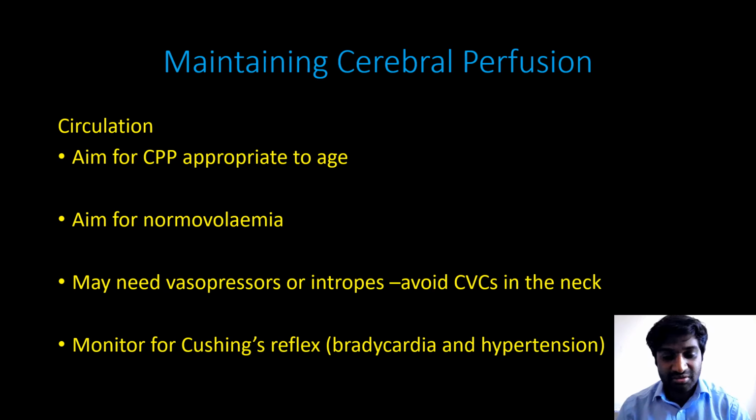Another important part of monitoring circulation is to monitor for Cushing's reflex. When the brainstem starts to herniate through the foramen magnum, you get a reflex bradycardia and hypertension.